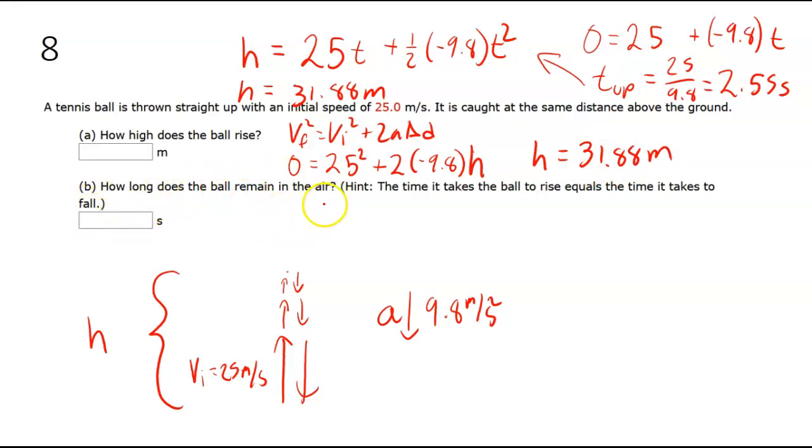How long does it remain in the air? Well, I figured out how long it took to go up. So how long it's in the air is really what we might think of as our total time. That's just going to be 2 times the time up, which is going to be about 5.1 seconds based off of that calculation.